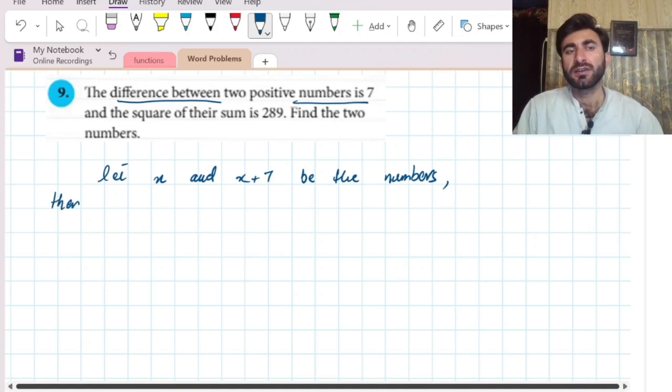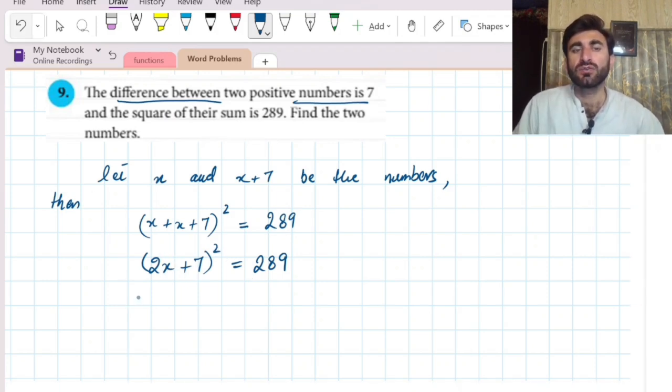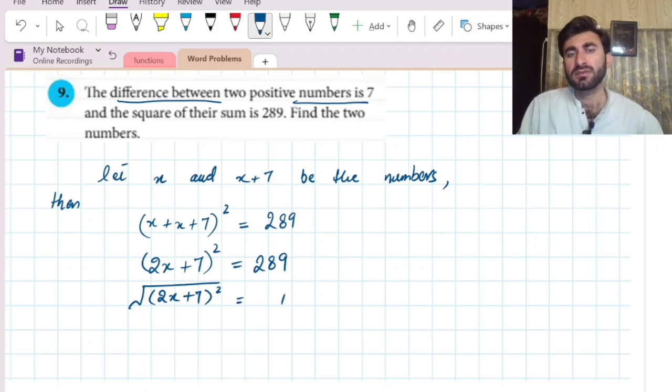Then according to the condition which states the square of their sum, first we need to add them: x plus x plus 7, and its whole square equals 289, which will become (2x plus 7) whole square equals 289. Now because 289 is a perfect square number and the variable appears in the square only, we take the square root to cancel the square and simplify it in 2 or 3 steps only. So we can apply the square root to both sides. It will become (2x plus 7) whole square equals plus minus the square root of 289.